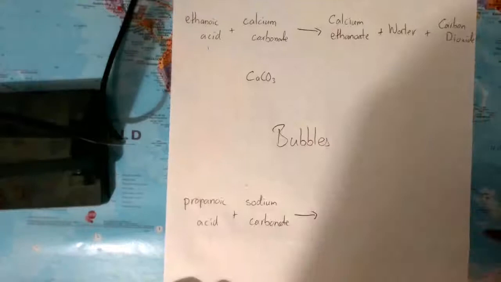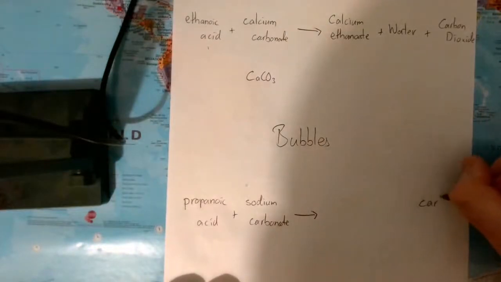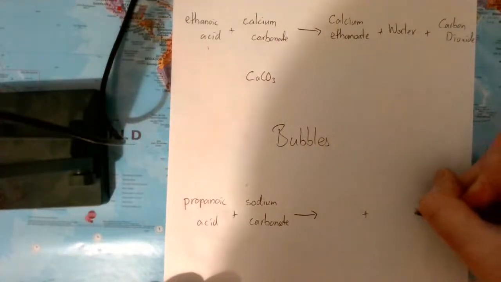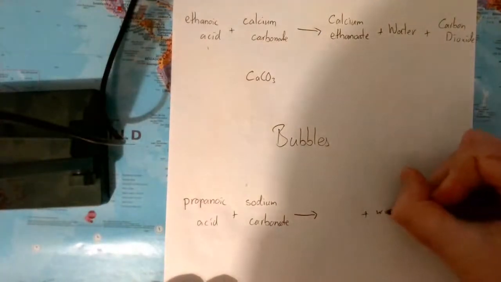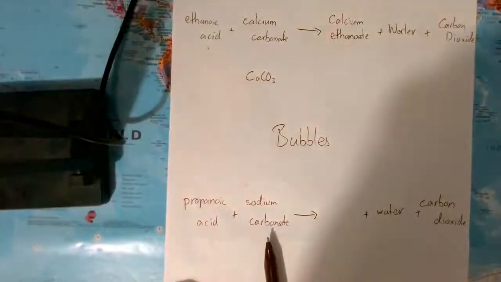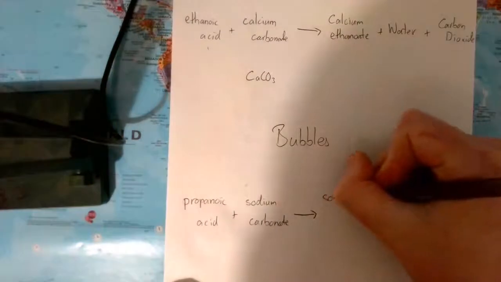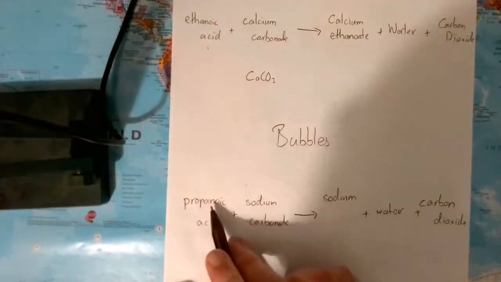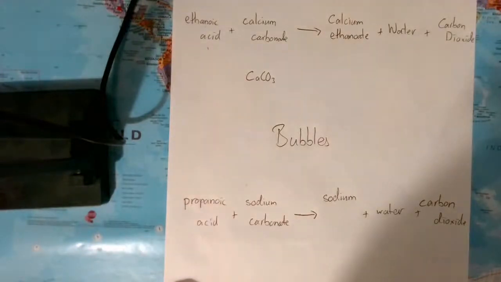Okay, hopefully you kept thinking about the bubbles, and you know from carbonates you get carbon dioxide. You know that you are going to get the neutral product of water, and then you're requiring a salt, so you take the metal, the first part of the salt, so in this case it's sodium, and we're going to change the name very slightly from propanoic to propanoate.